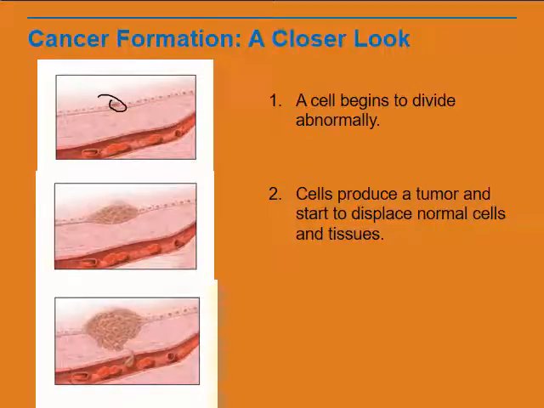The cells then produce a tumor and start to displace normal cells. So this is a tumor. All right, this swelling right here, this nodule, this is a tumor. It starts to restrict other cells from occupying the space, and as it does, it's also using up the nutrients that are brought in by the blood vessel, the supplier down here.